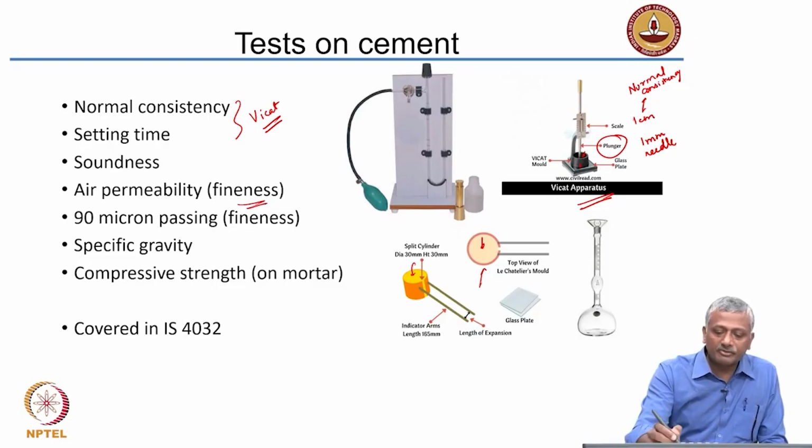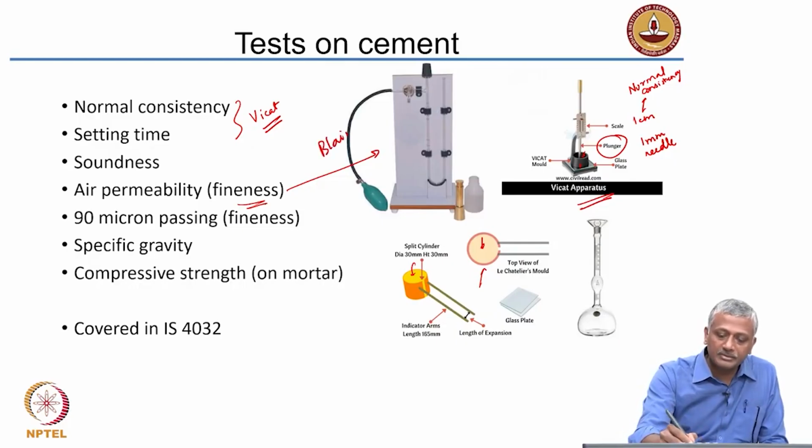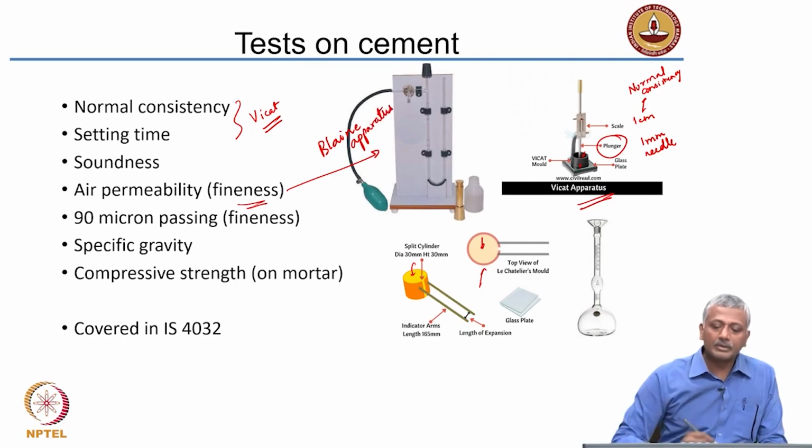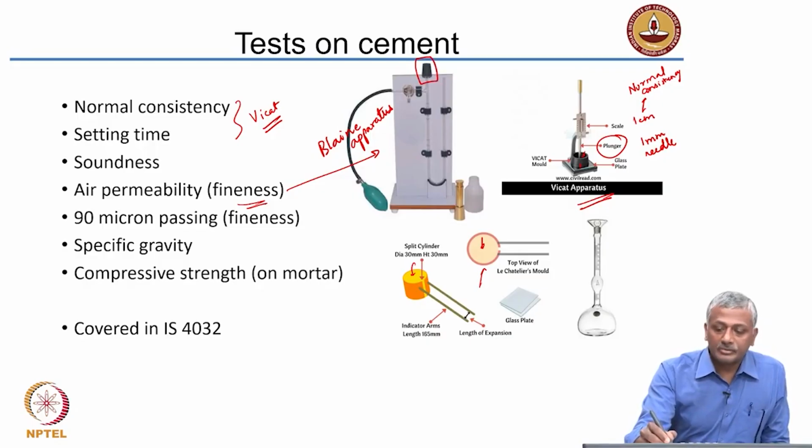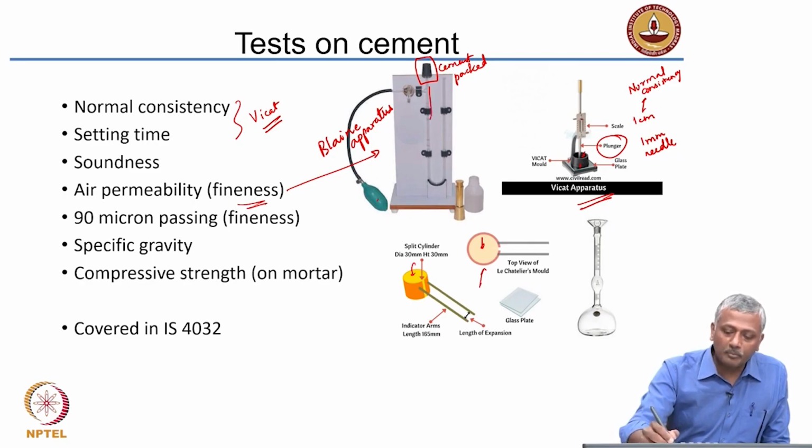Fineness is measured in terms of air permeability test. So, this is the air permeability instrument, which is also called the Blaine apparatus. So, here what we do is we pack the cement. Cement is packed into a bed here, and what we are simply trying to do is by application of pressure, make air pass through the cement bed.